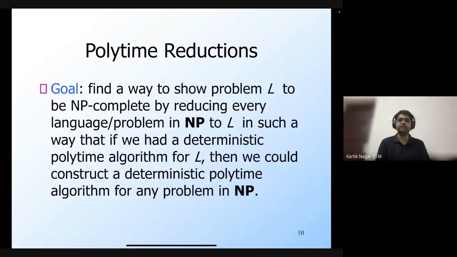So in polytime reductions, the goal is to show that this problem L is NP complete, and we do this by reducing every problem in NP to L. But we do this in such a way that the reduction itself is polynomial time. So we have a deterministic polynomial time algorithm to reduce the problem, so that finally, if we have a deterministic polynomial time algorithm for L, then we will also have a deterministic polynomial time algorithm for any problem in NP.